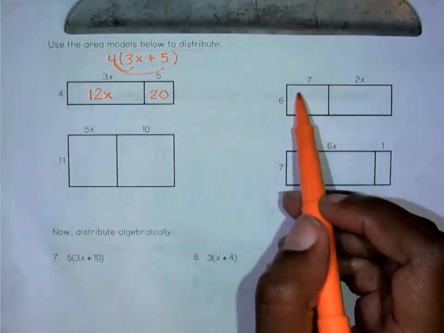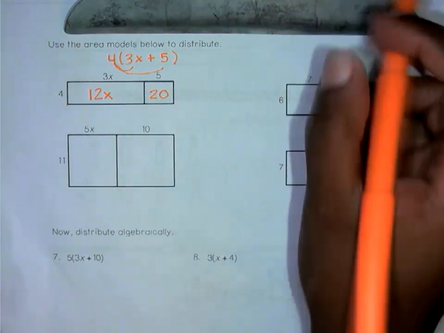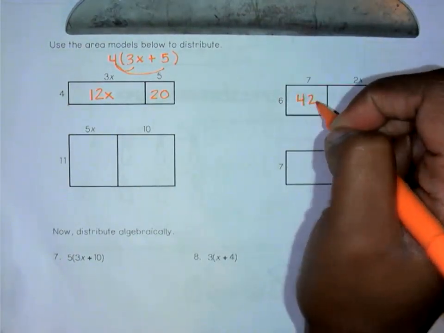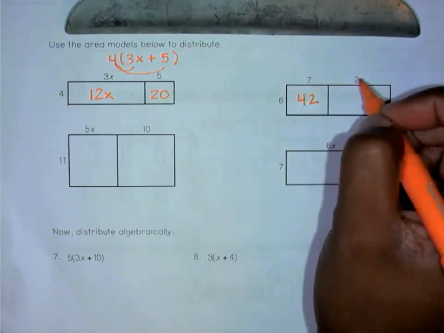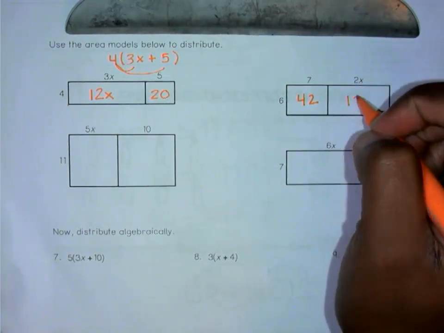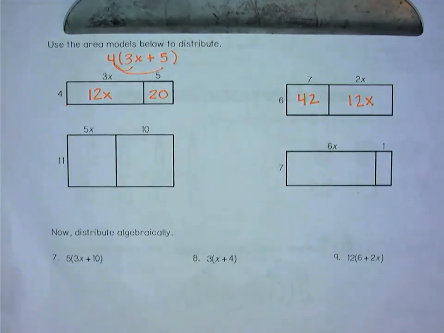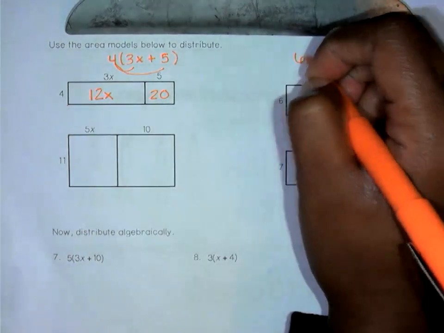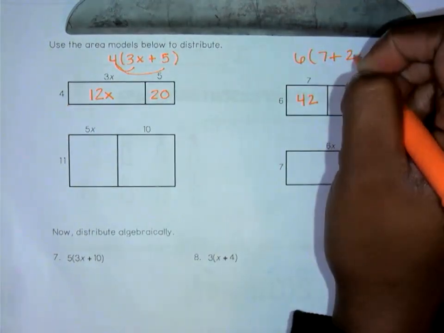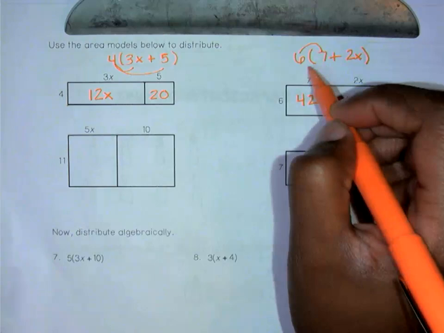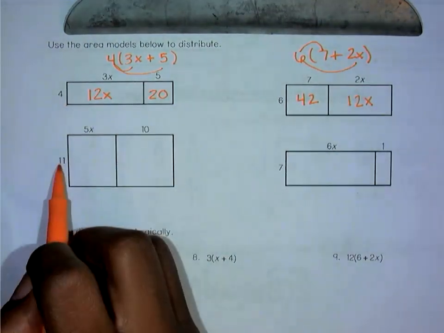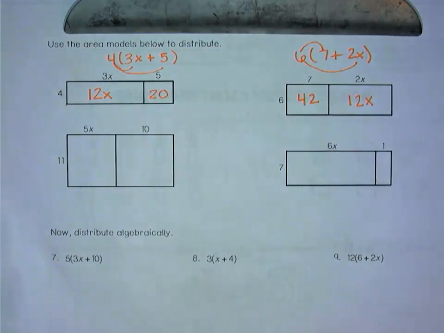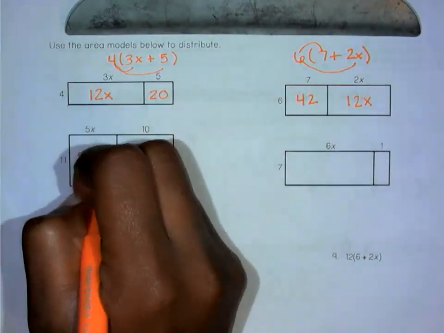All right, moving over here, you have 7 times 6, which is 42. And you have 6 times 2, which is 2x, so you'll have 12x. All right, so in this case, this will be 6 and 7 plus 2x. All right, you distributed the 6 to both numbers. All right, we have 11 times 5x, and that is 55x.